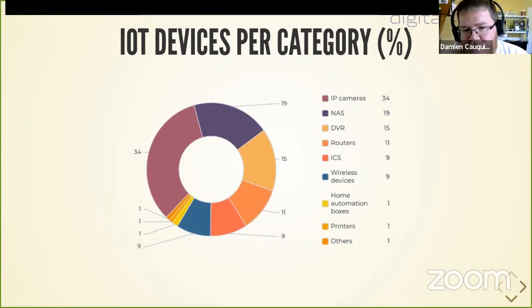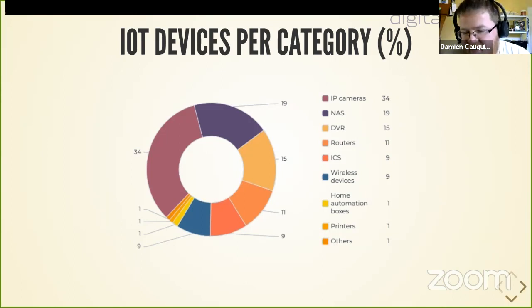So the most popular categories, as we can see, exposed on the internet by people in their house are IP cameras, network attached storage, and DVRs. So this is somehow what was expected from the raw input. I looked at these devices during the scanning process, and this is mainly what I saw.